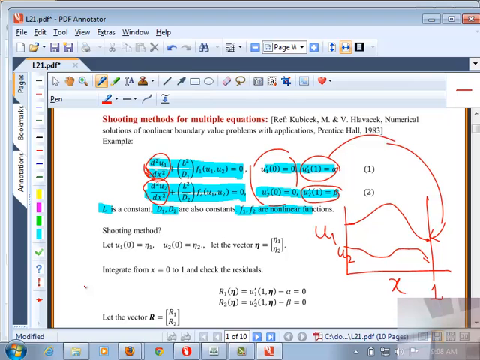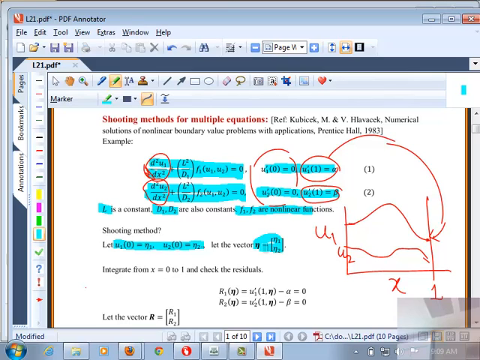So I start the problem by saying that the guesses are going to be called eta 1 and eta 2. The guess for U1 on the left boundary, U1 at 0, is eta 1, and U2 at 0 on the left boundary is eta 2. So I create a vector eta which contains two numbers. These are the guesses on the left side, eta 1 and eta 2. Now I need to develop a systematic procedure for developing better and better guesses for eta 1 and eta 2. So I'm going to use the Newton method for that.